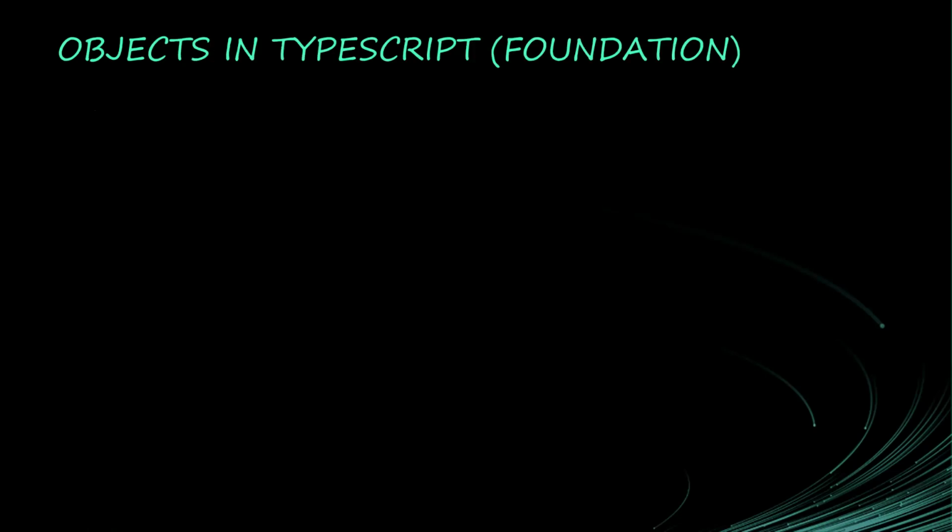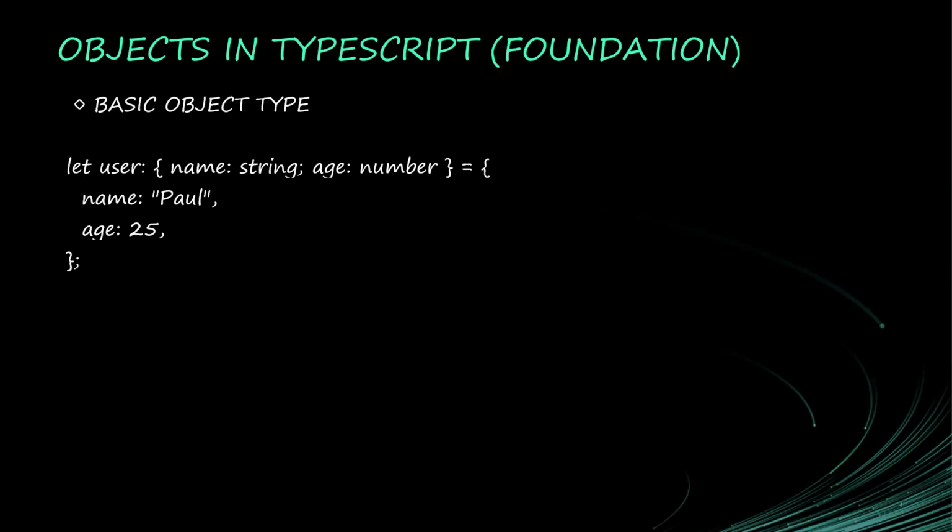So let's take a look at objects in TypeScript. It's obvious that some of you know objects in JavaScript. But it's almost the same thing because you already know that TypeScript is a superset of JavaScript. So look at this object that we have here. The only difference is that we gave this object a type. The user is a variable, and we gave it a type.